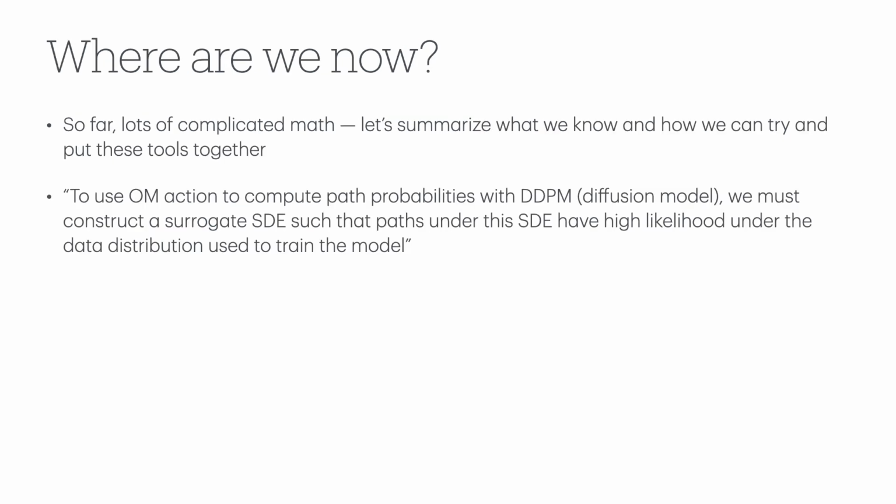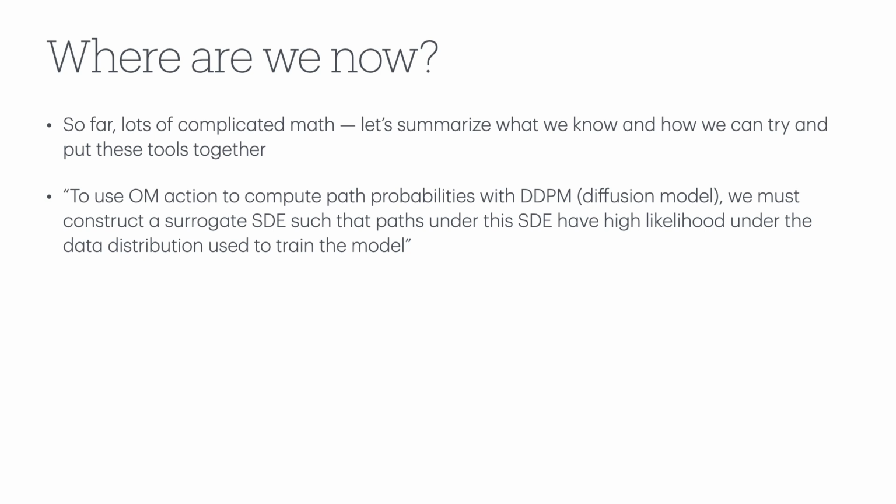So where are we now, right? There's been a lot of math, there's been a lot of background. Let's summarize what we know and how we can try and put these tools together. So this is a direct quote from the paper, but I thought it was a great way of summarizing where we're at. To use this OM action to compute path probabilities with the DDPM. DDPM is the generative model, the diffusion model. We must construct a surrogate stochastic differential equation such that paths under this SDE have high likelihood under the data distribution used to train the model. Okay, that's a lot of words, but I think it really well summarizes where we're at.